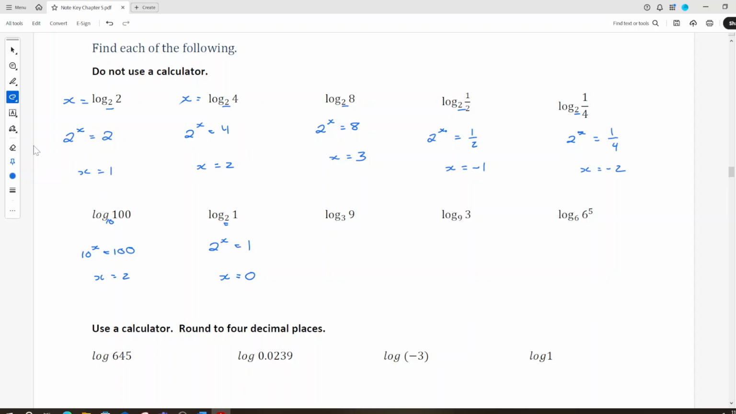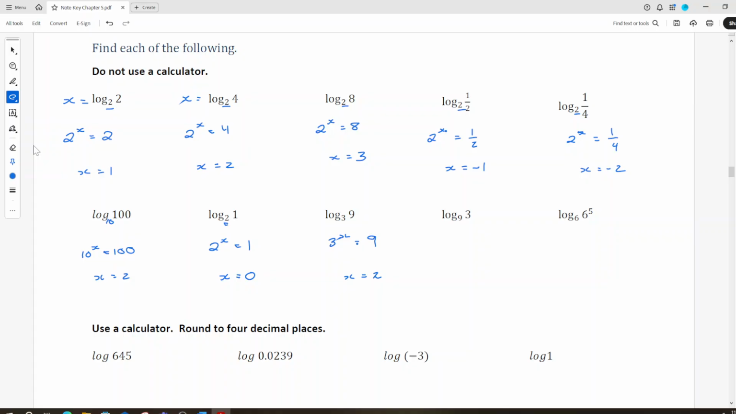Okay, I want you to pause the video. Give the next 3 a go. There's some tricks in there, but give it a go. Okay, so for this one, it's 3 to what exponent would give you 9? 3 to the exponent 2 would give you 9.